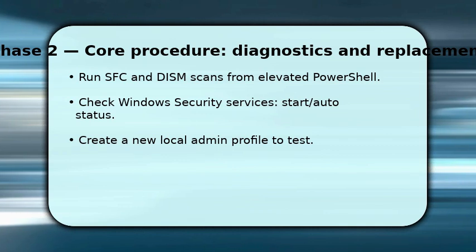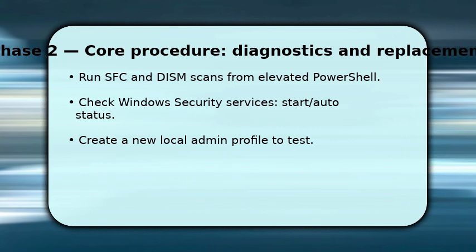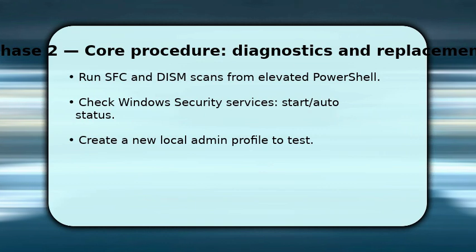Start them if needed. If corruption persists, create a temporary local admin account and sign in. This isolates user profile corruption and shows whether the blank screen is account-specific or system-wide.